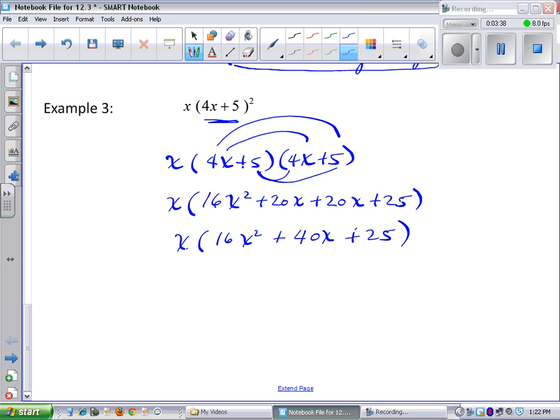Now I want to multiply the x times that trinomial that I just multiplied out. X times the 16x squared would give me 16x cubed, and then x times the 40x would give me plus 40x squared, and then x times the 25 would give me plus 25x.